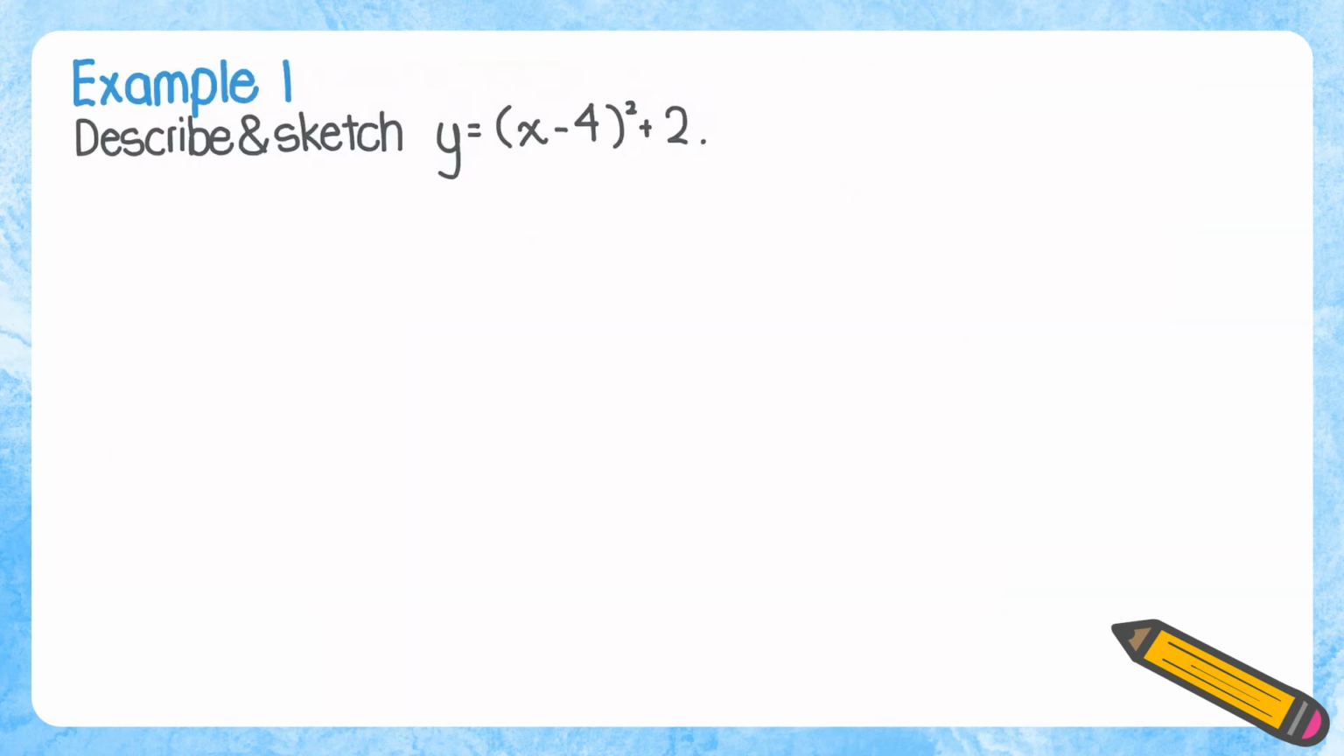So let's describe and sketch y equals x minus 4 quantity squared plus 2. First off, I'm just going to write out the generic form. So y equals x minus h quantity squared plus k, and I'm going to match it up. So I know that k is replaced by positive 2, so k equals positive 2. And then h is replaced by 4, so I know that h equals positive 4.